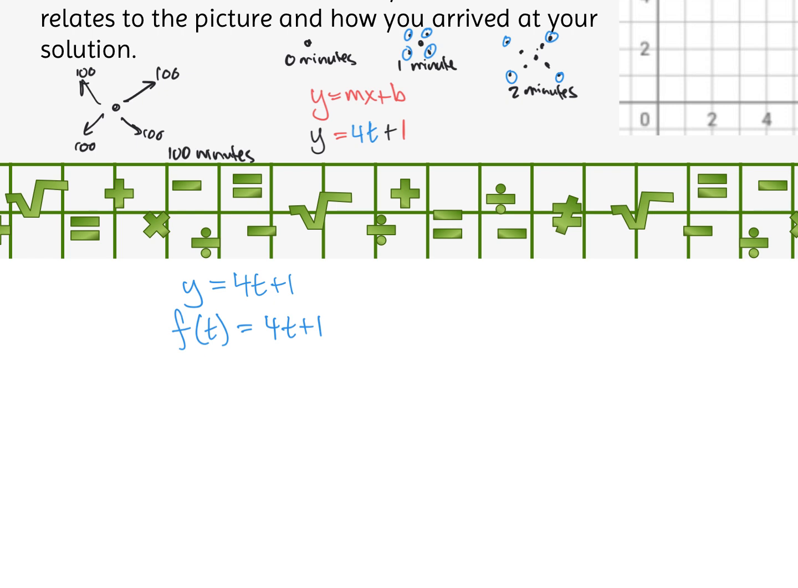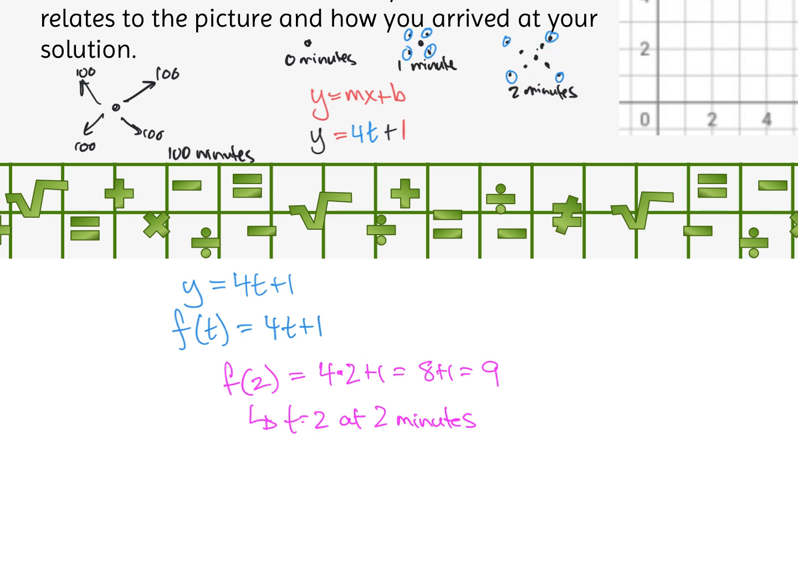And then if I say, okay, let's figure out f of 2, right? So kind of like t equals 2. So at 2 minutes, if I put 2 into this equation, it will tell me how many dots I have at 2 minutes. We did that before. 4 times 2 plus 1. So I have 8 plus 1, which is 9. And if I go back to this picture here, this was the 2 minutes. Notice I have 1, 2, 3, 4, 5, 6, 7.